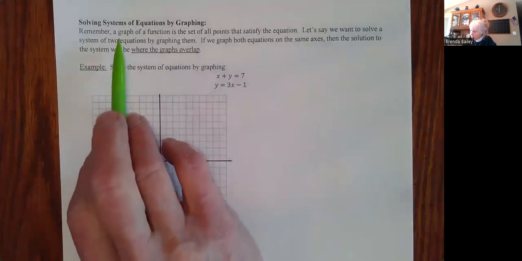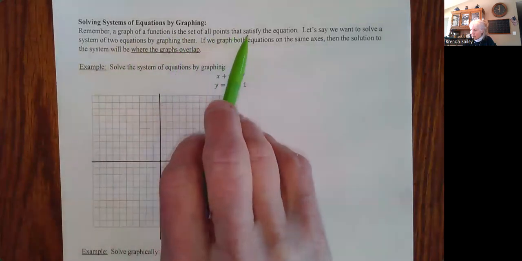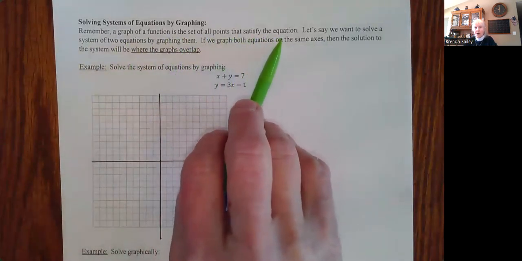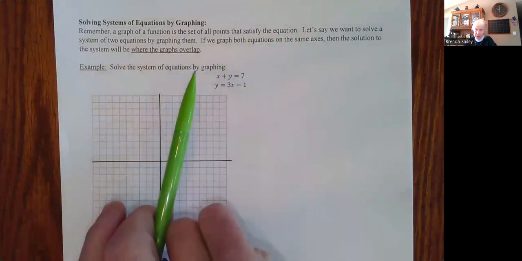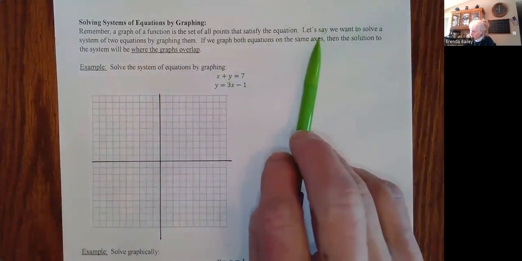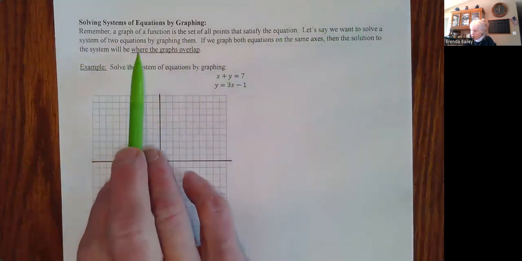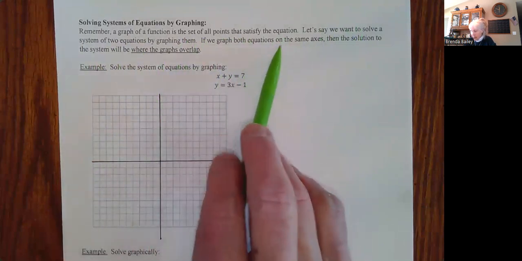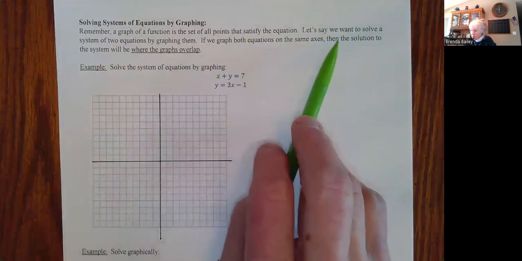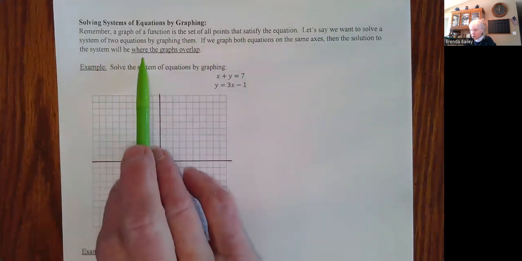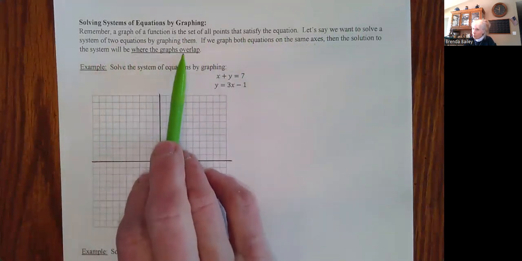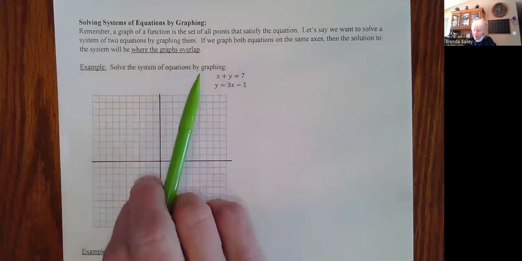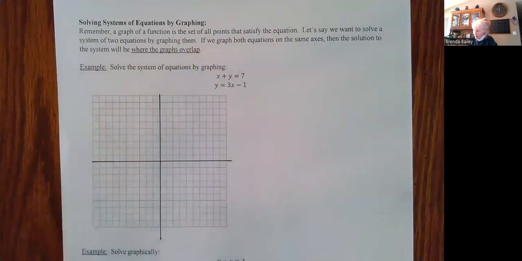Remember, a graph of a function is the set of all points that satisfy the equation. So the graph is a picture of the solutions. Let's say we want to solve a system of two equations by graphing them. If we graph both equations on the same axis, then the solution to the system will be where the graphs overlap or where they intersect. Well, let's go ahead and go through an example.